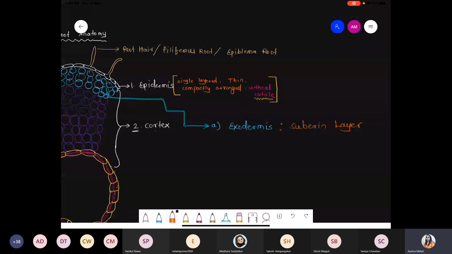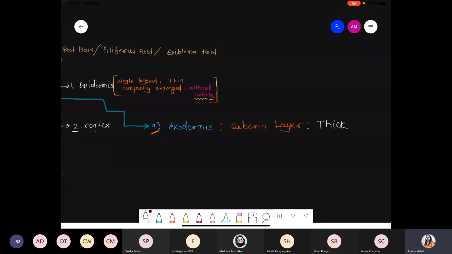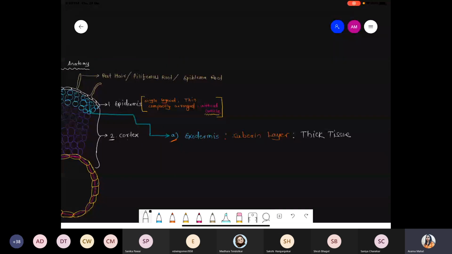So exodermis is a part of the cortex. Cortex is divided into three regions. Exodermis, small a, we are talking about the first one, that is small a, that is exodermis, right? And that exodermis is rich with suberin material, these are the suberin layer. Due to that suberin layer, whatever tissues are present form a thick structure. Why? Because exodermis normally has deposition of the material suberin. Due to suberin material, ultimately they obtain a thick appearance.